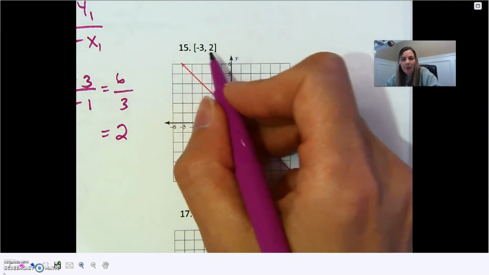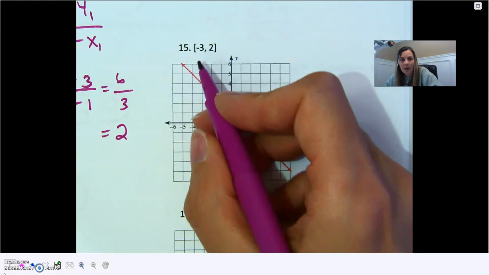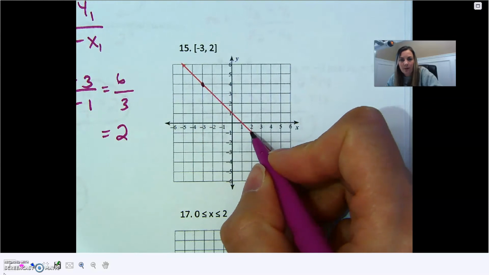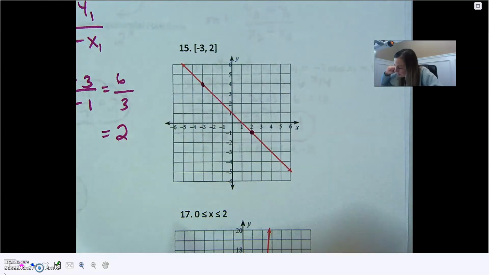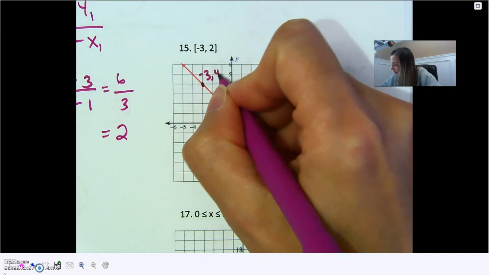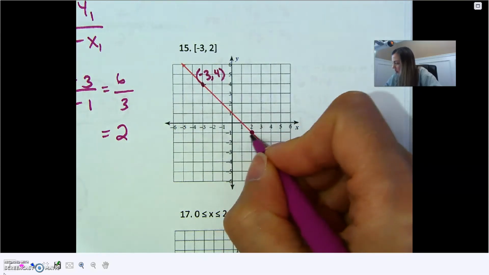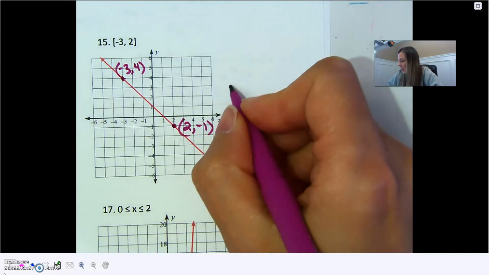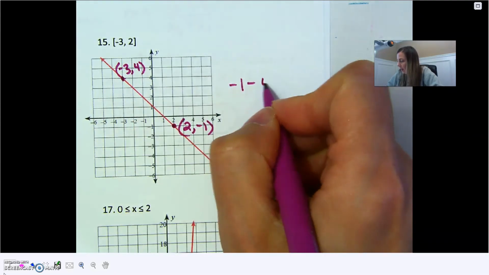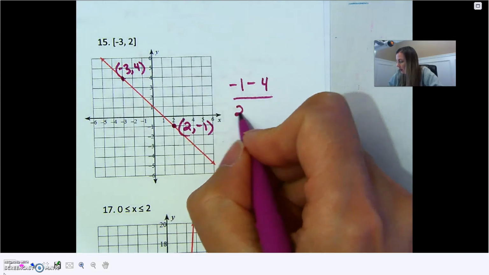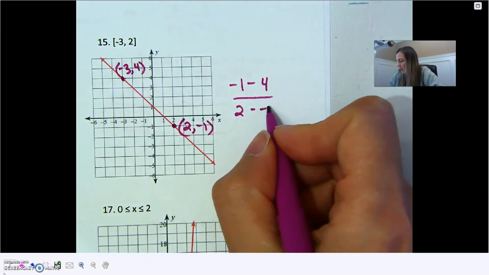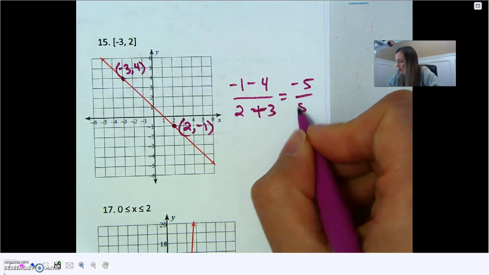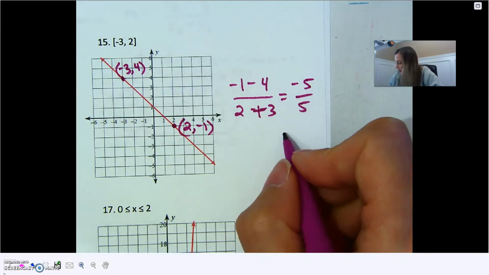All right? Okay. Number 15. We're going from negative 3 to 2 on the x-axis. All right, so negative 3, let's find that right there. And then 2 right there. All right, so this point is negative 3, 4. And then this point is 2, negative 1. And away we go. The second y is negative 1 minus the first y, which is 4. The second x is 2 minus the first x, which is negative 3. Negative, negative goes positive, so we have negative 5 on top, positive 5 on bottom. Negative 5 divided by positive 5 is negative 1.